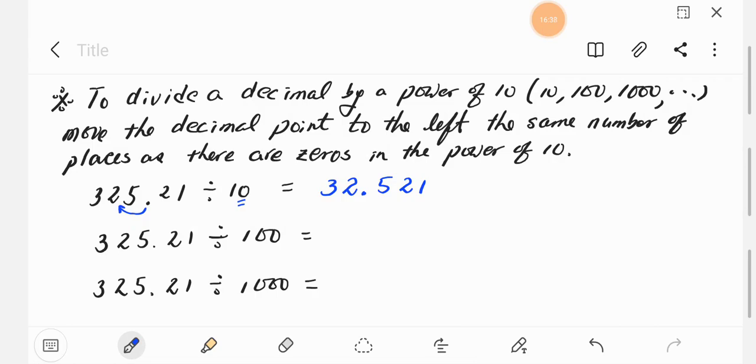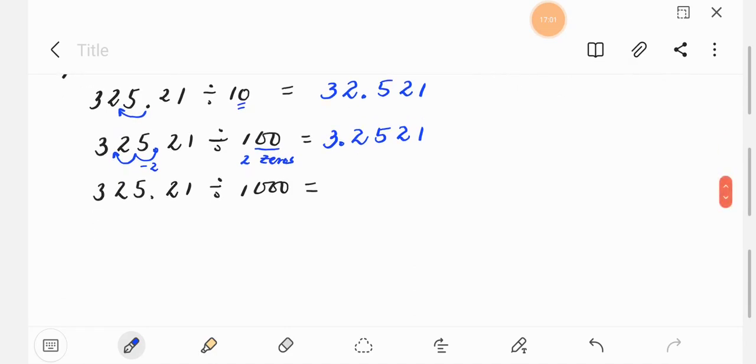Okay, now let's divide the same number by 100. Then 100 has 2 zeros, right? 2 zeros. So move the decimal point 2 places to the left, right? Move to the left. So the result will be 3.2521.